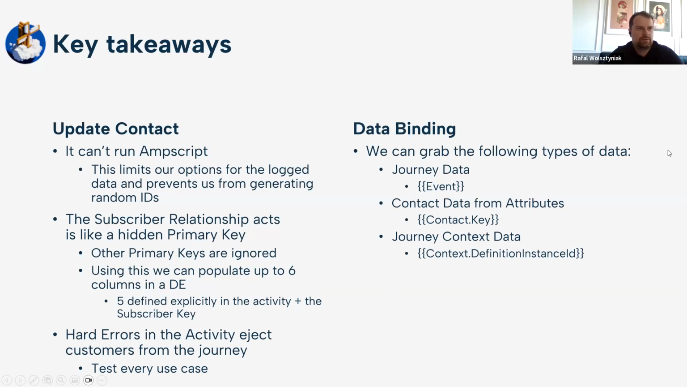And when it comes to data binding, we can grab different types of data. With journey data, we can grab the entire journey snapshot with just the event string. We can grab the contact data from attributes with super complex strings that I recommend you just copy from the interface and use. And if you want to type, just type the contact key like this. And also a very powerful string is the context definition instance ID that is found in the journey context data.